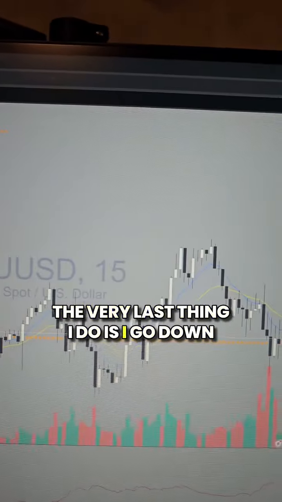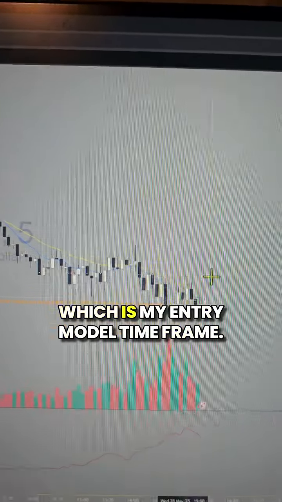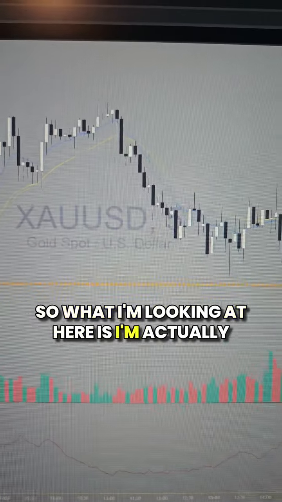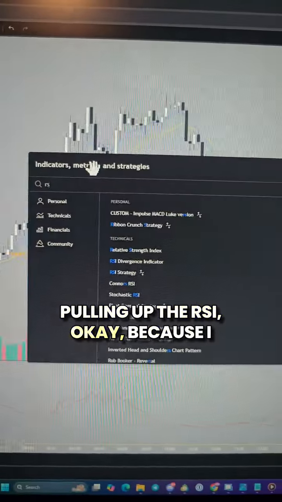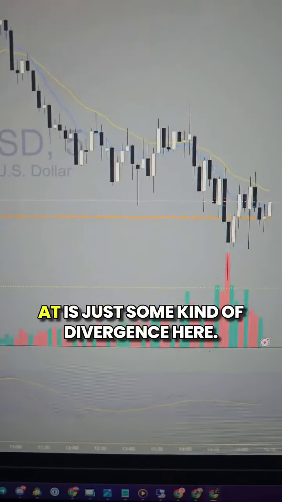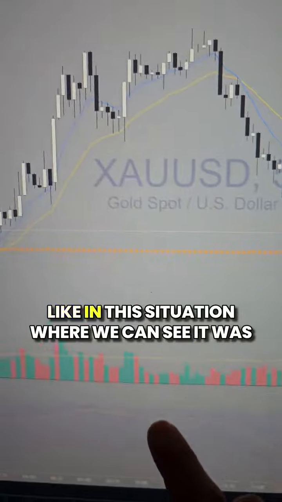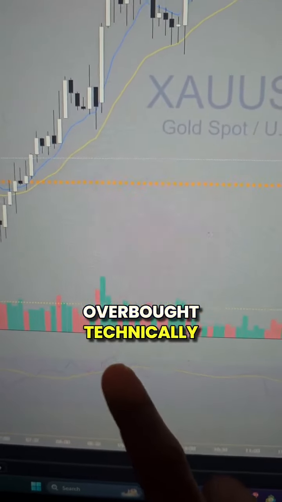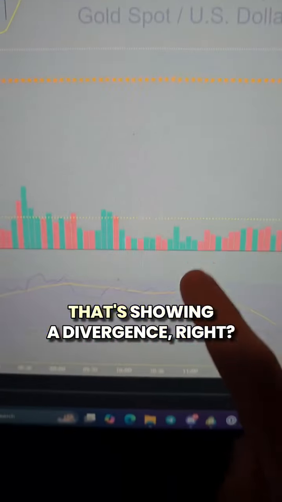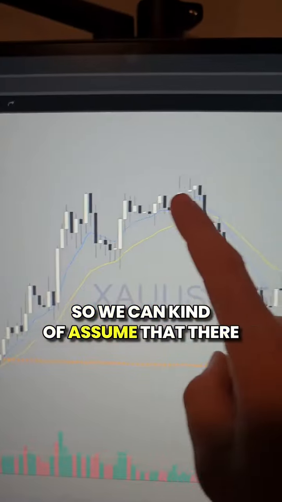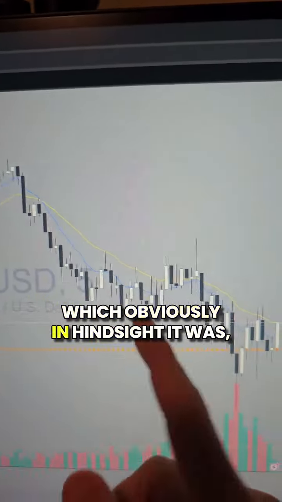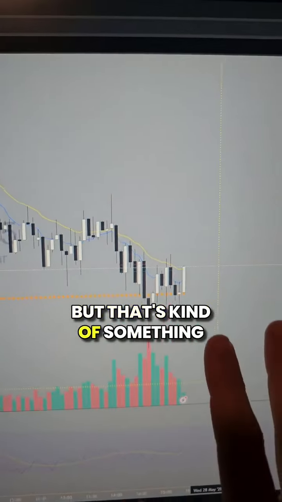The very last thing I do is I go down to the 5-minute time frame, which is my entry model time frame. Okay, so what I'm looking at here is I'm actually pulling up the RSI, because I like to use the RSI in my analysis as well, because what I'm basically looking at is some kind of divergence here, like in this situation where we can see it was overbought technically on the 5-minute, and as you can see we are here, but then we have a higher price that's showing a divergence, right? So we can assume that there might be a potential reversal, could be a nice key level to short up there, which obviously in hindsight it was. But that's something we consider too.